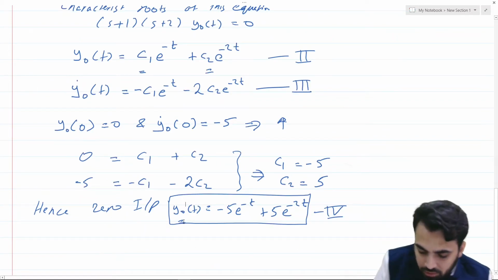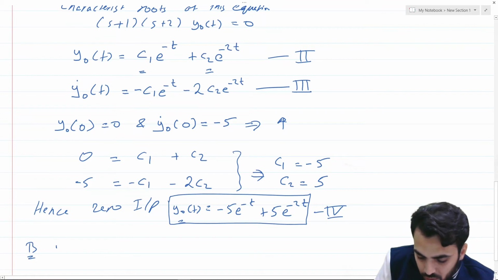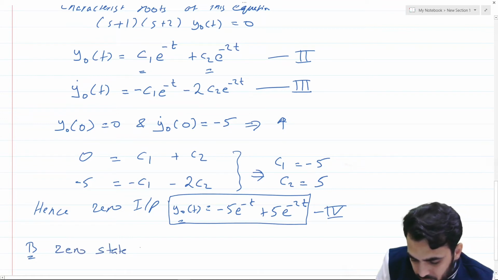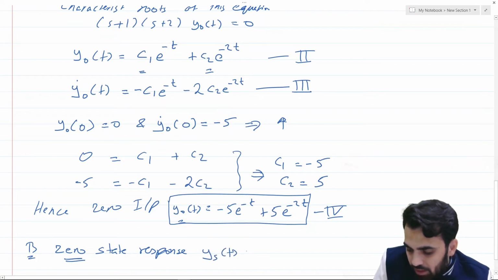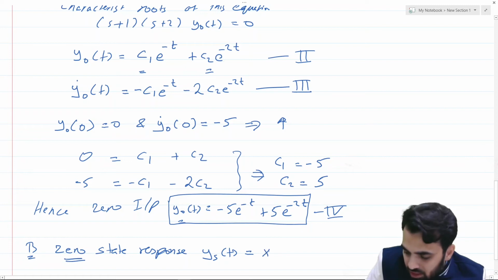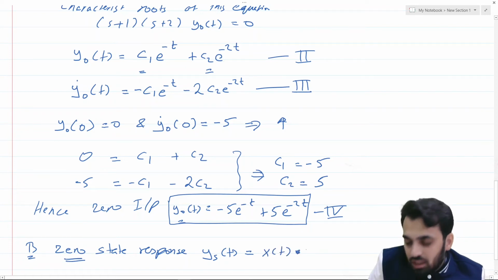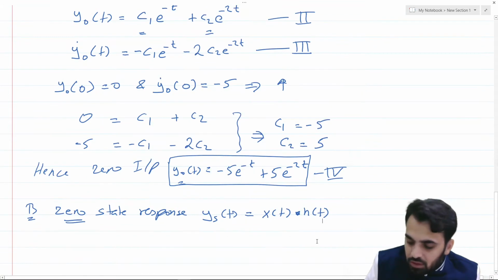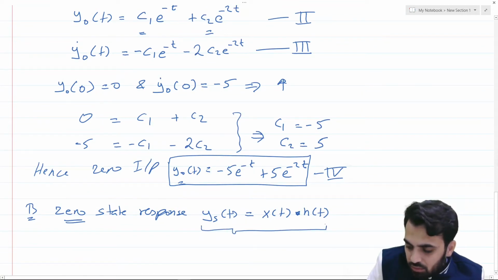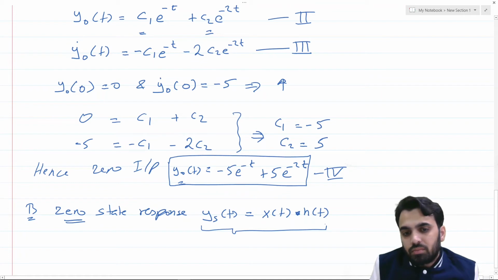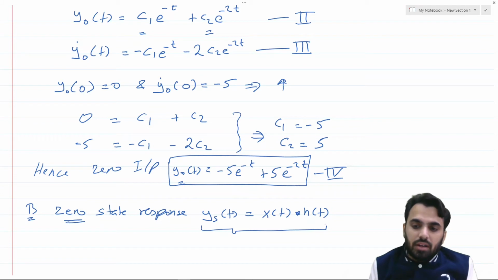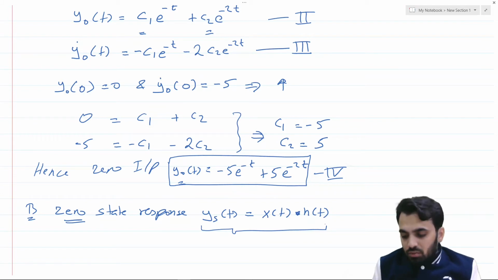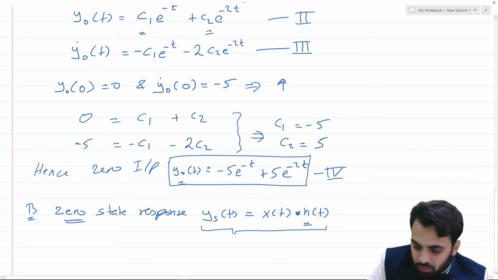Now let us move towards the second part, that is zero state response. That is ys of t, and I mentioned that this is simply the input x of t convolved with the impulse response h of t. Note that this is one method of finding the zero state response. You may also look into the classical method of finding the particular solution of a differential equation to find the zero state response. But let us move towards finding the impulse response.